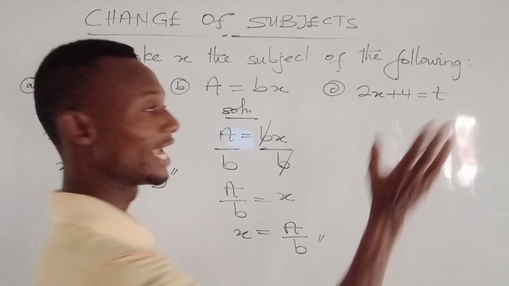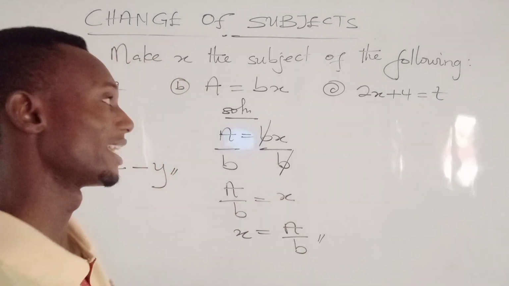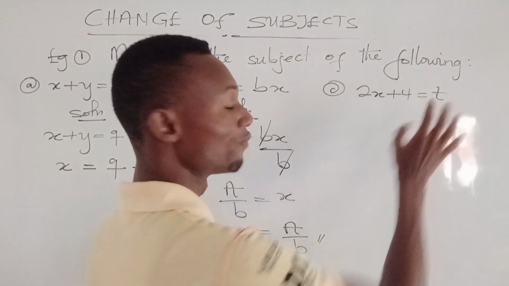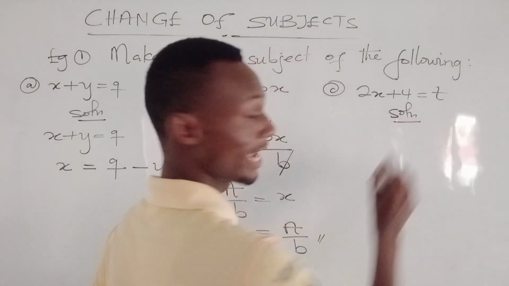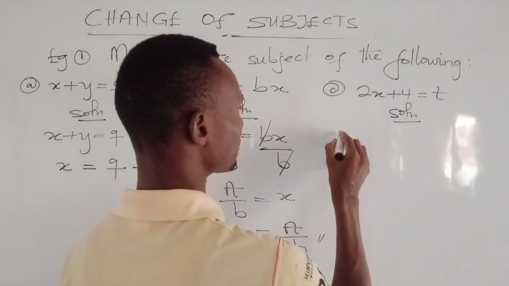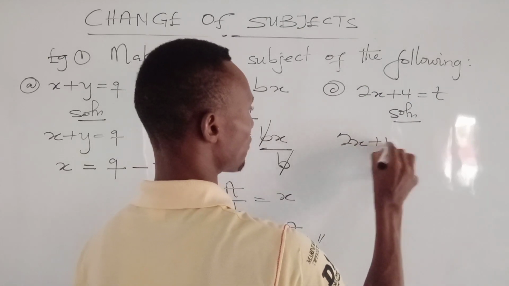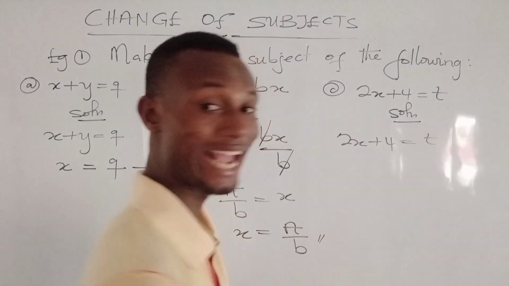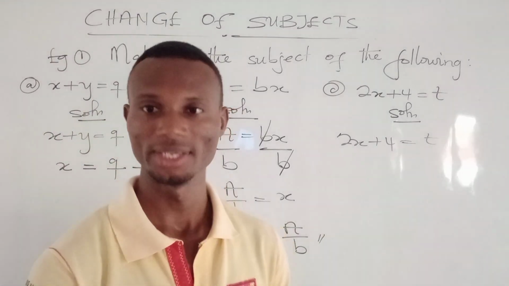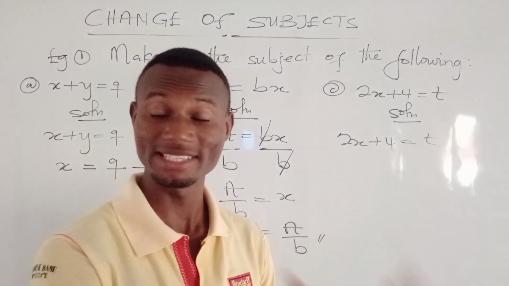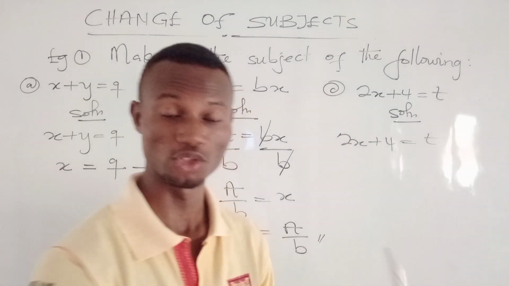Now let's go ahead and do the c, which is the last one. We have 2s plus 4 equals t. I'm going to write down my solution, and let's do it together. So I have 2s plus 4 equals t. We are making s the subject, so it means we are to make s stand alone in this given equation. Everything that is attached to s, we are going to move it away.